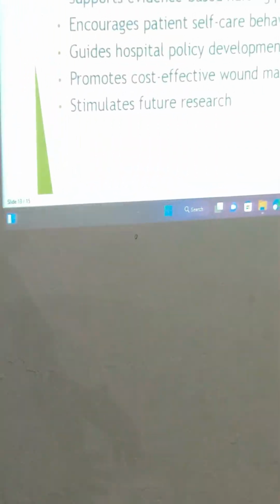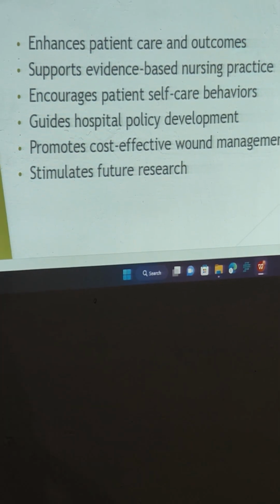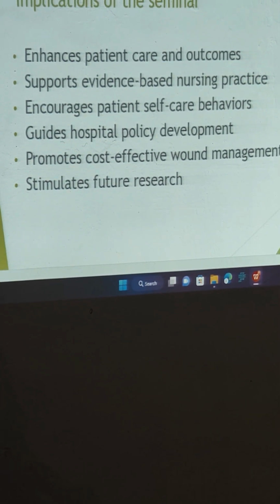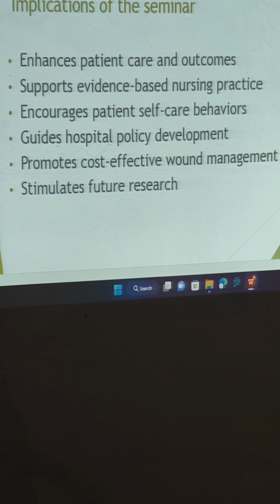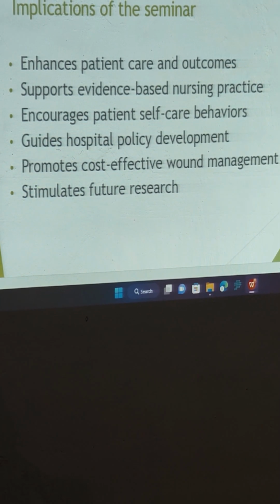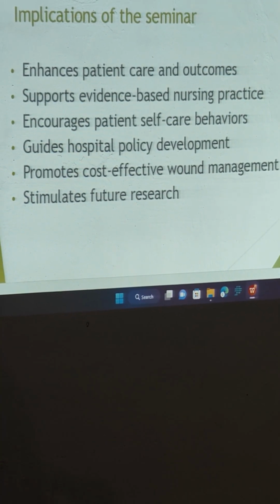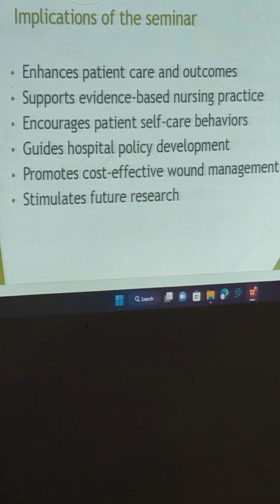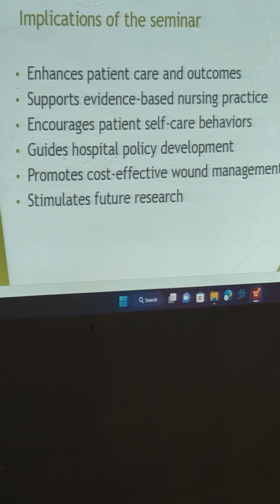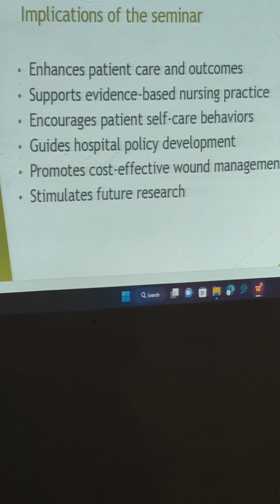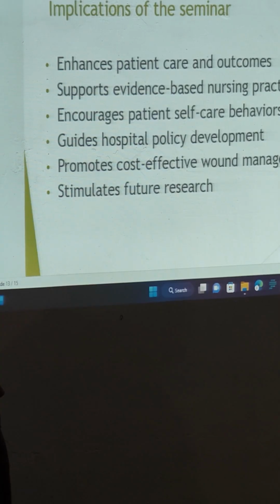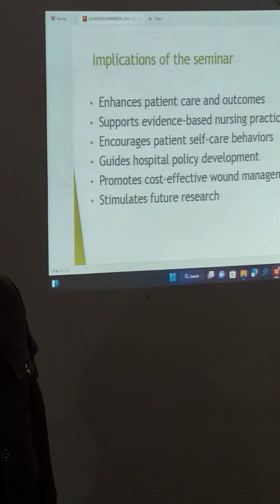Implications of the seminar: enhance patient care and outcome, support evidence-based nursing practice, and encourage patient self-care behaviors. It guides hospital policy development, promotes cost-effective wound management, and is also relevant for future research. And policy can be made for the use of honey because of its importance.